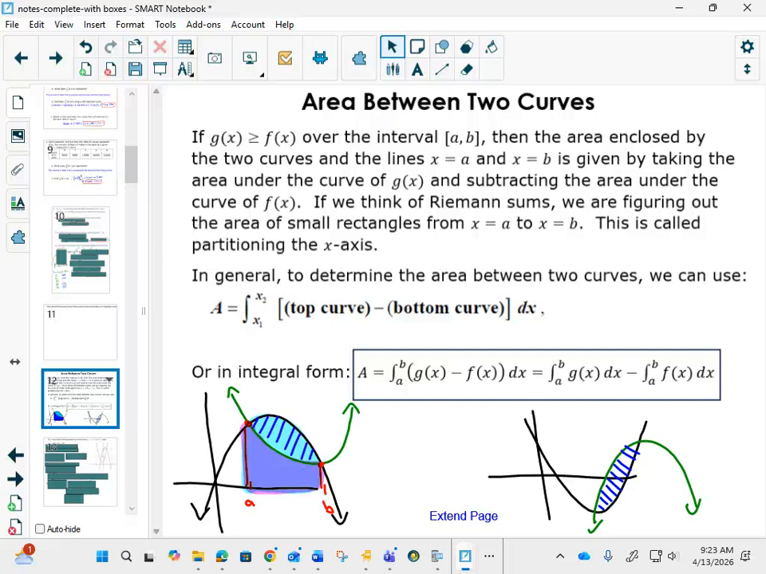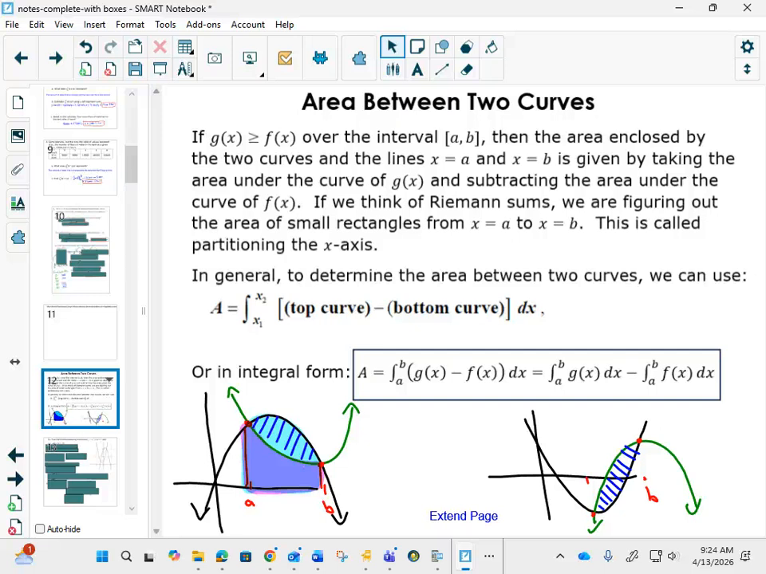If you did the area from A to B of the green one and subtracted the area from A to B of the black one, it works out perfectly to be the area in between. No need to worry about where there's x-intercepts, where things are positive, where they're negative. It works out beautifully. So this ends up being a really simple idea.